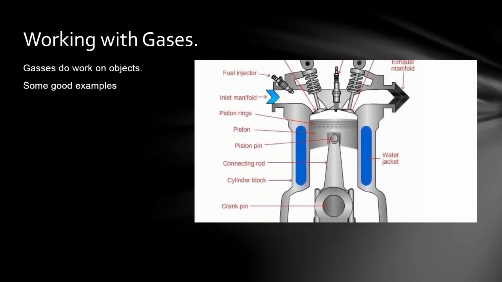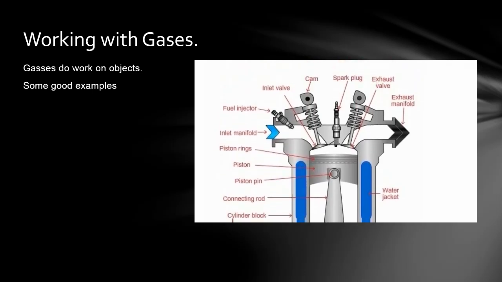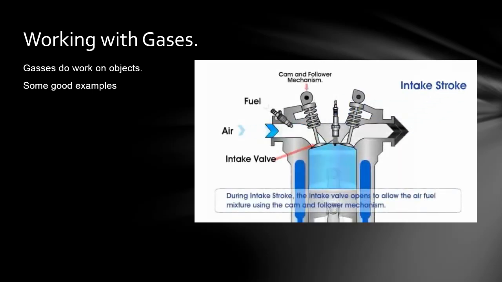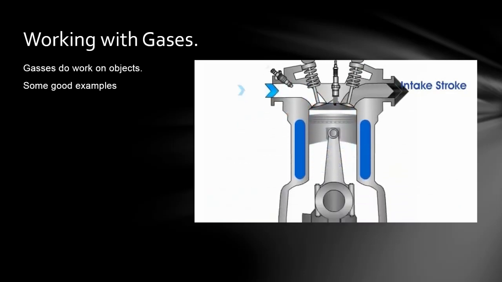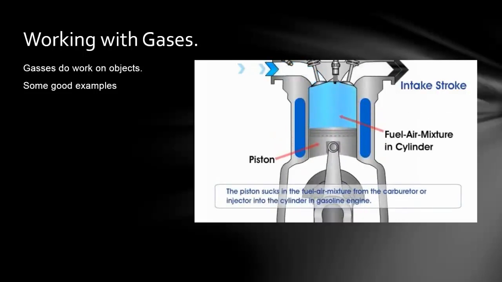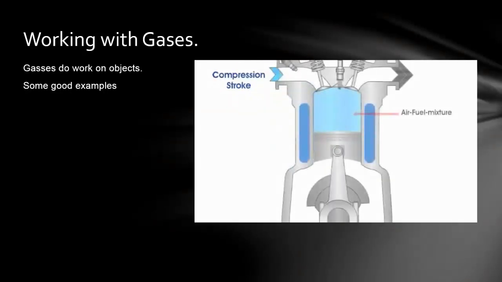So let me narrate the video for you. Here we have a combustion engine. It has all the labels there if you want to pause it so that you know what they are. Pause it now. All right? The first stroke of a combustion engine is called the intake stroke. And during this time, fuel and air are sucked into the cylinder by the piston. So notice we're getting gases inside our engine.